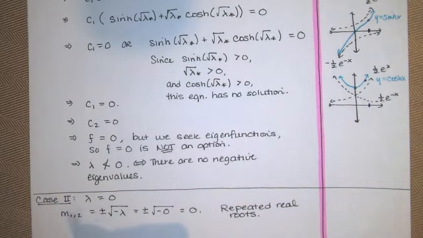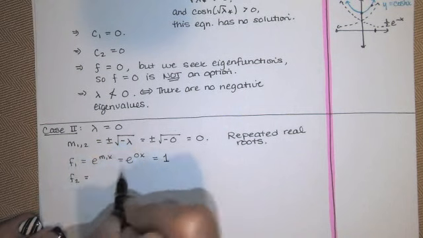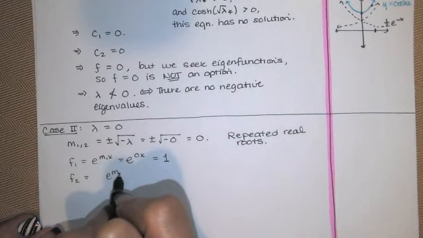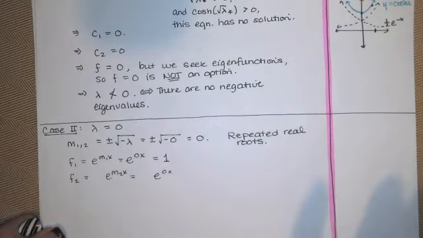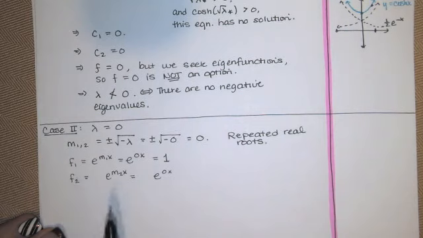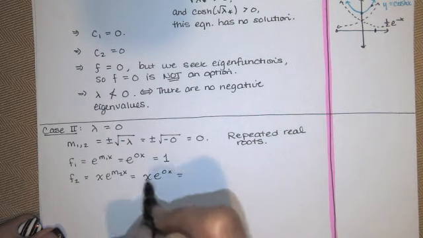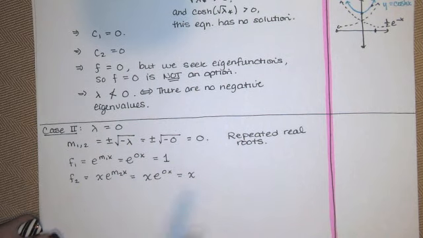When you have repeated real roots, then we know that the first solution is e to the m1x. In this case, that's e to the 0x, or just a 1. And the second linearly independent solution can't be e to the m2x, because e to the m2x would just be e to the 0x, which is also 1. And 1 and 1 are obviously linearly dependent because they're exactly the same function. It turns out that the second linearly independent solution will be x times e to the m2x. In this case, that just simplifies to x. And that x can be found using reduction of order, as discussed in your elementary differential equations class.